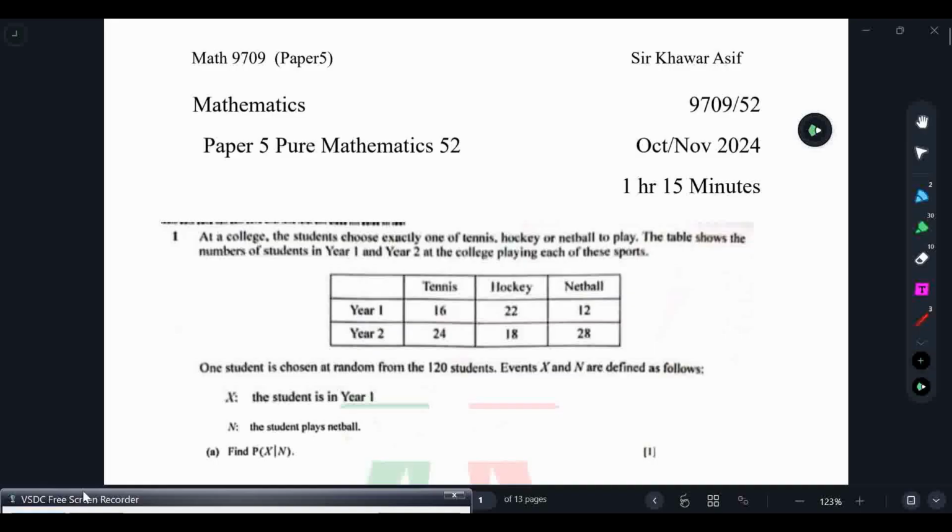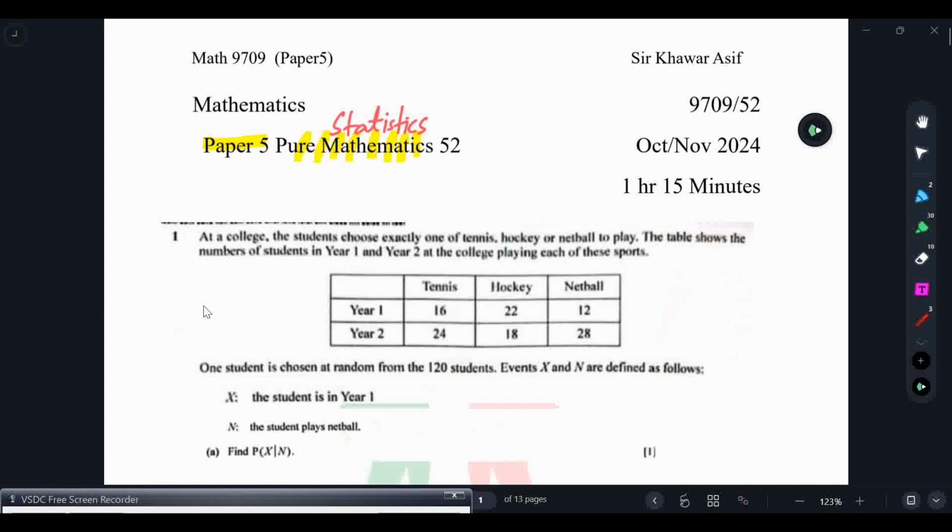Hello everyone. Today we are going to discuss paper 5 of statistics. It's paper 5-2 of October November 2024. This one is of statistics paper.